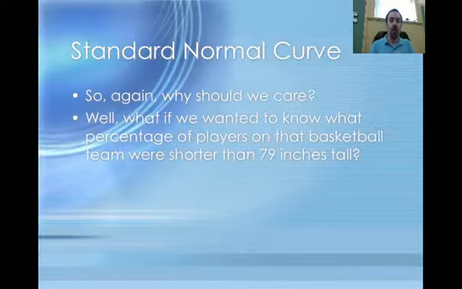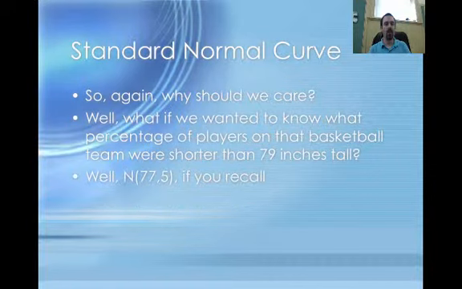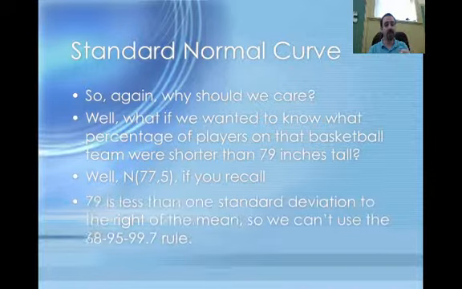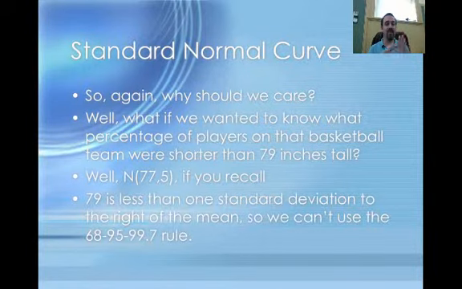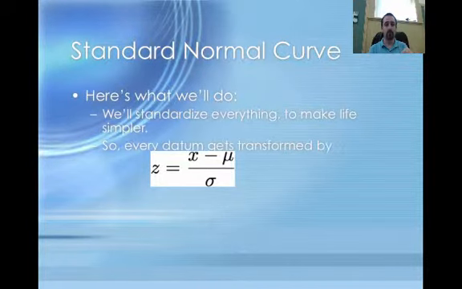So what if we wanted to know, back to that original question, what percentage of players on that basketball team were shorter than 79 inches tall? Well, we have a mean of 77 and a standard deviation of 5, and it's normally distributed. 79 is less than 1 standard deviation to the right of the mean, so we can't use our favorite rule. We have to get some new tools, like I was saying before. And here's what we're going to do. We're going to standardize everything to make life simpler.